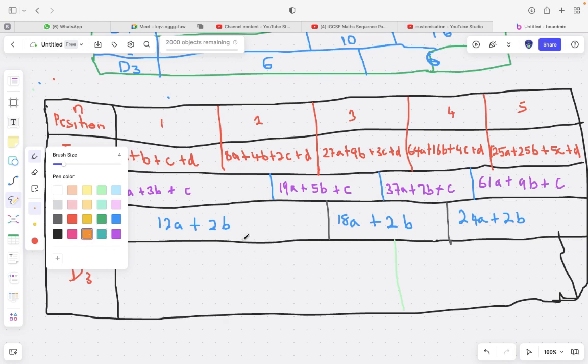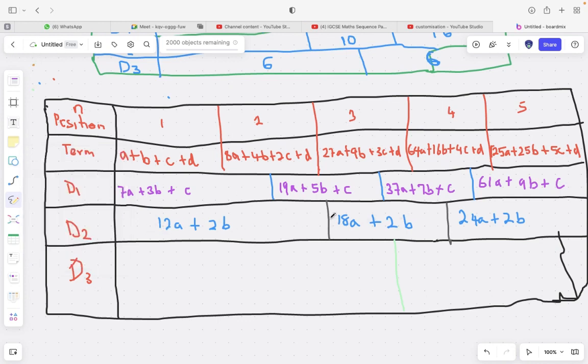Let's use orange now. Now we say 18a minus 12a. This 18a minus this 12a, you get 6a, right? Now you see 2b minus 2b, you get 0, so no need to write that. Then you come here, the difference between this one and this one. 24a minus 18a, you also get 6a. 2b minus 2b, you get 0. So you can see at the third level, they are the same.